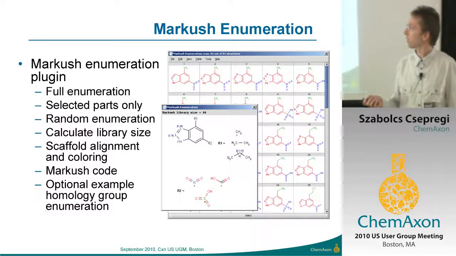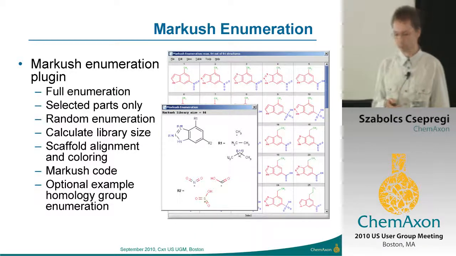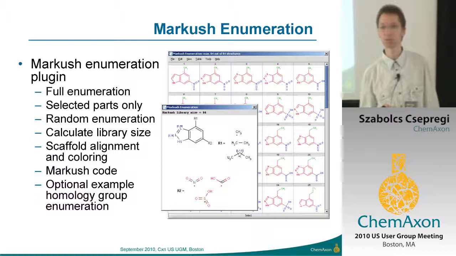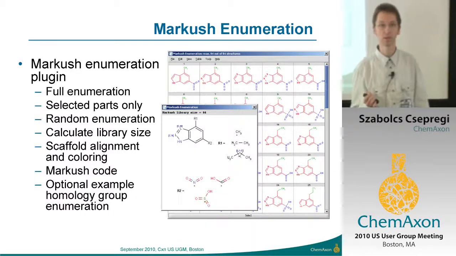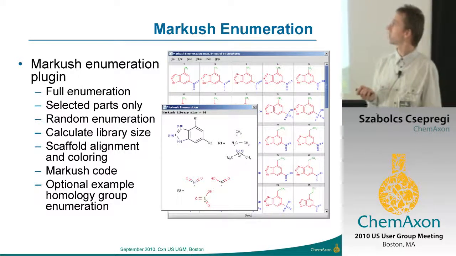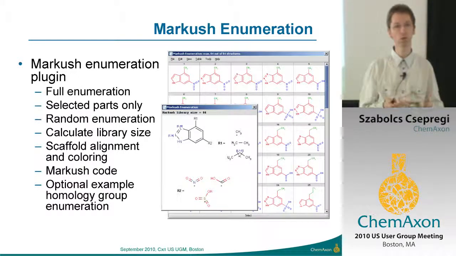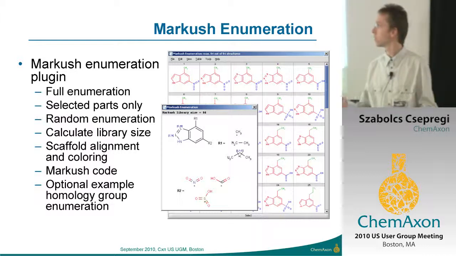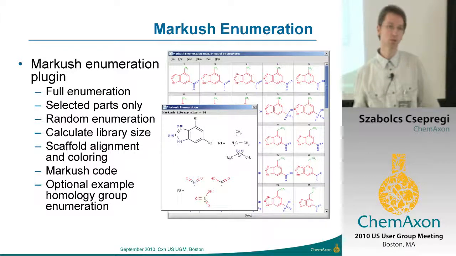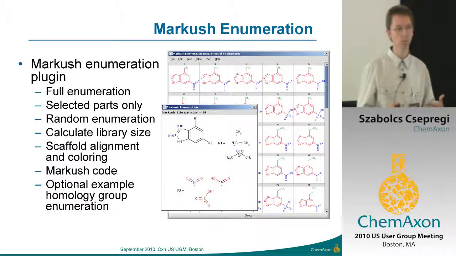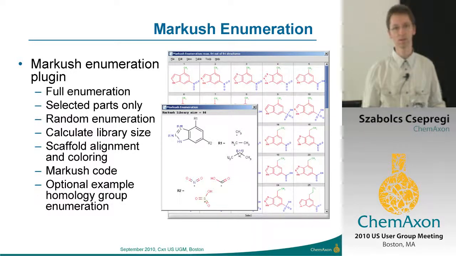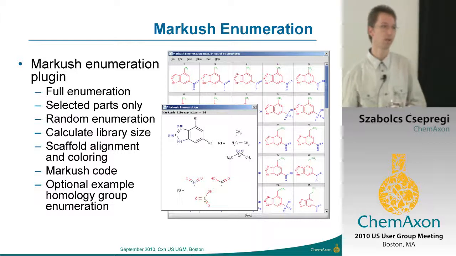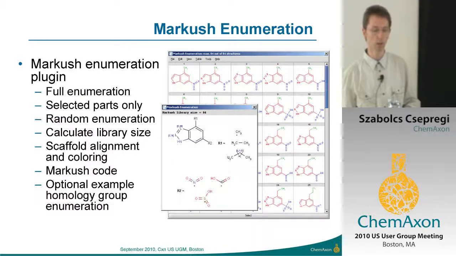Okay, and during this enumeration, there are these generic groups, the homology groups, which are very popular in the patent literature, and these describe chemical functional groups, things like alkyl or aromatic ring or heteroaromatic rings and so on. And for the enumeration of these homology groups, we actually use a set of definitions. And this set of definitions is customizable. So if you don't like the structures that we have selected for alkyl, then you can change it on your own. And you can also define new homology groups this way.